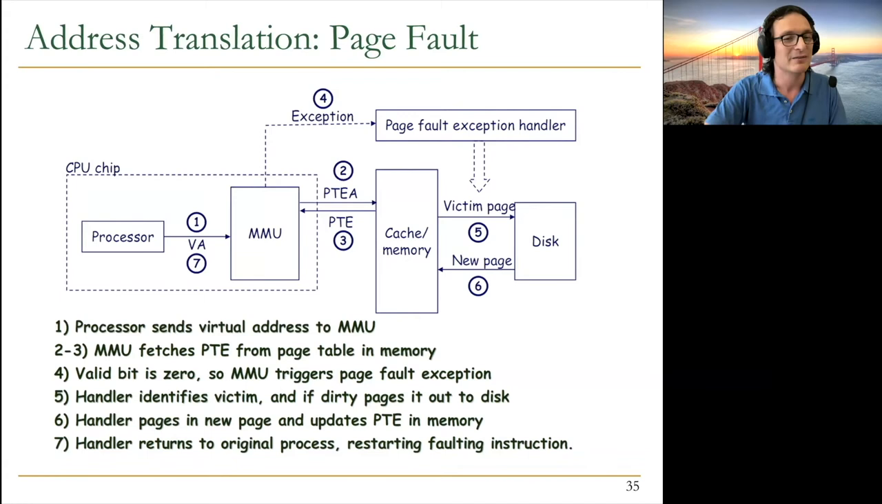So there are a lot of details over here that make the system extremely complicated. And that's one of the reasons why virtual memory is amazing in the sense that it's been extremely successful, even though it has added a lot of complexity into the system. Supporting virtual memory in the old system was not easy because it was very costly. Okay, and then the handler returns to the original process, restarting the faulting instruction, because now you have the data that you need inside physical memory, so you can restart the access and access the physical memory.